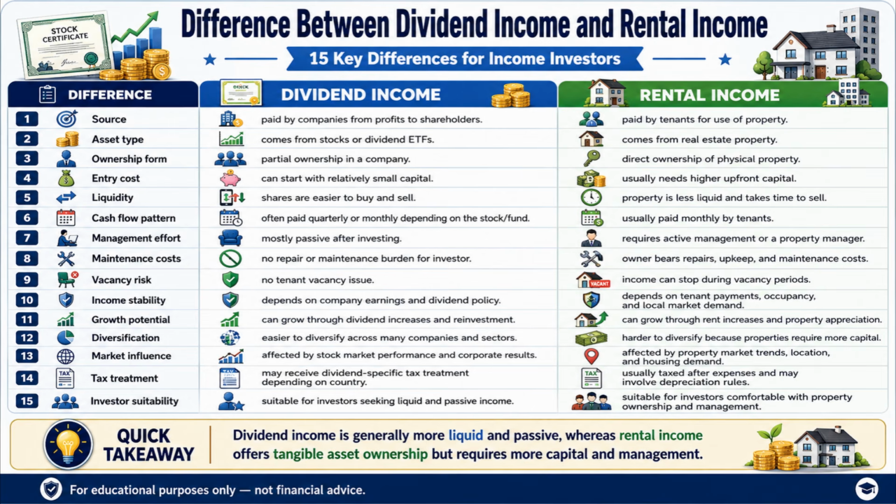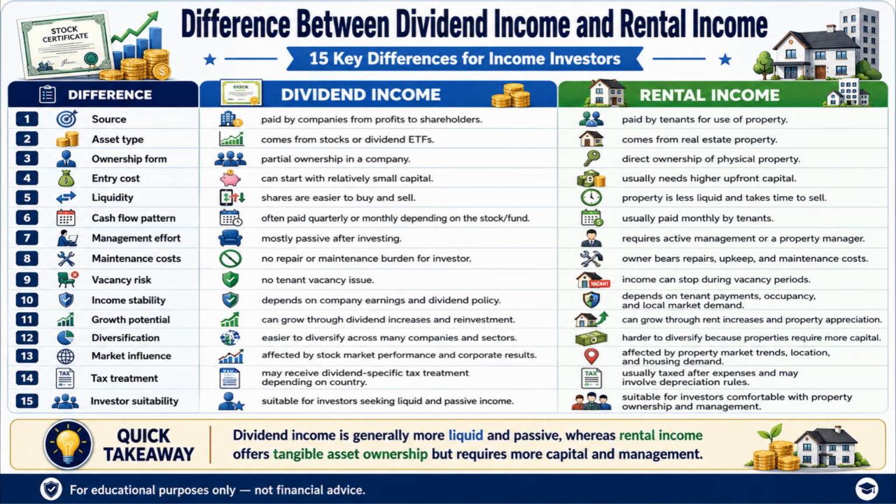Number 4. Dividend investing can often be started with relatively small capital, whereas rental property investing usually requires much higher upfront capital. Number 5. Dividend income is generally more liquid because stocks can be bought and sold more easily, whereas rental property is less liquid and usually takes more time to sell.